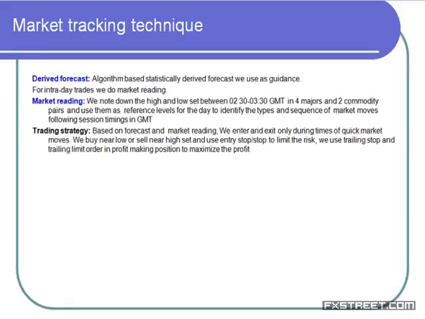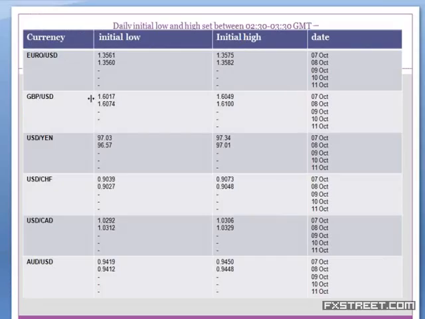So what is the market reading? We note down the initial lows and the highs around 3:30 GMT. Here you come across the initial lows and the highs in the case of Euro and GBP. Those are the currencies I have committed positions.